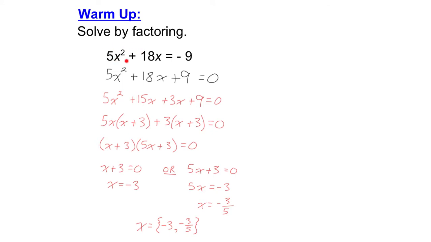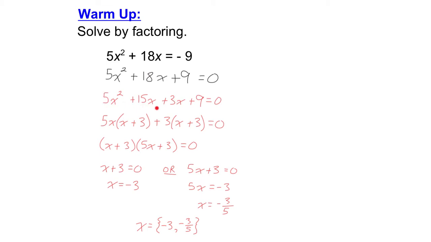So I rearranged the equation to set it equal to 0 first. I tried looking for common factors, but I didn't find any. So then I noticed this was a complex trinomial. I decomposed the middle term. Multiplies to 5 times 9 is 45. Adds to 18. Well, that's 15 and 3. Now I factor by grouping.